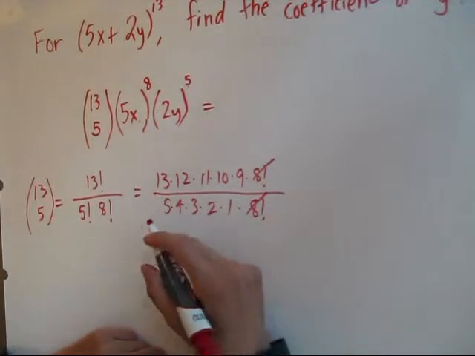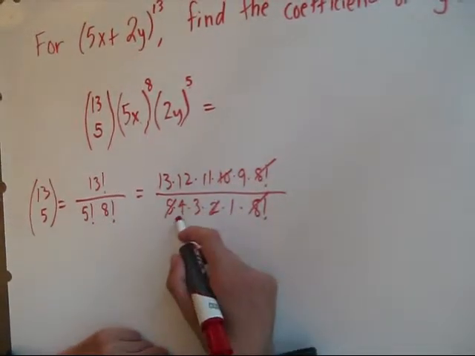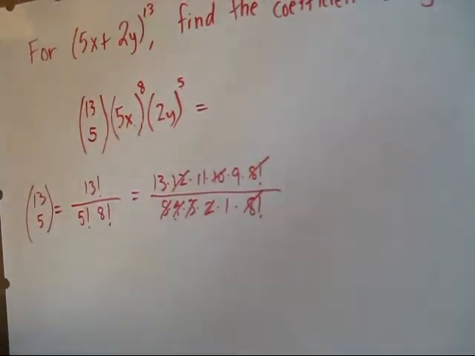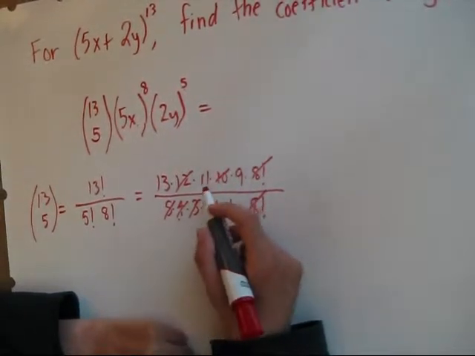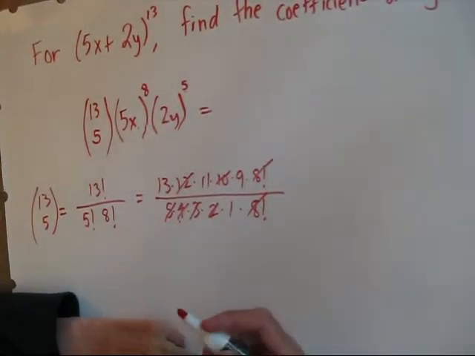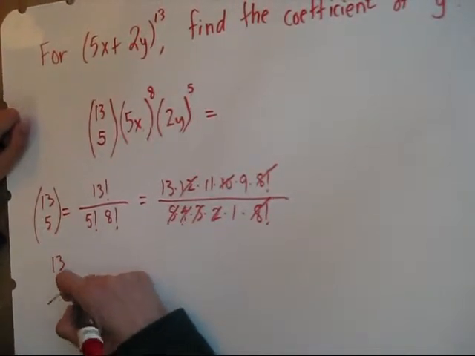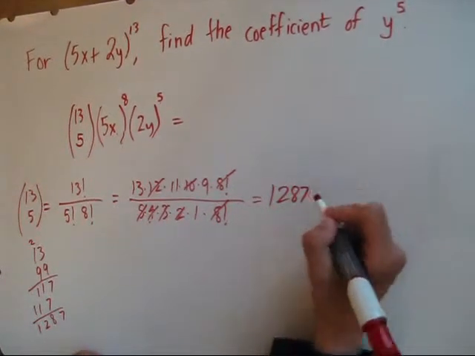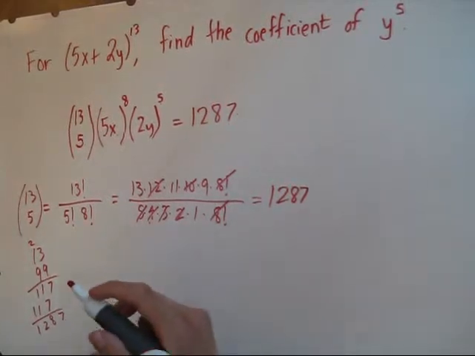Well, we've got a 5 and a 2, that's 10, so we could cancel those. We have a 4 times 3, that's 12, so we'll cancel that with a 12. And we end up with 13 times 11 times 9. 11 times 9 is 99, so we just got to go off to the side and do 13 times 99. So this is 1,287.